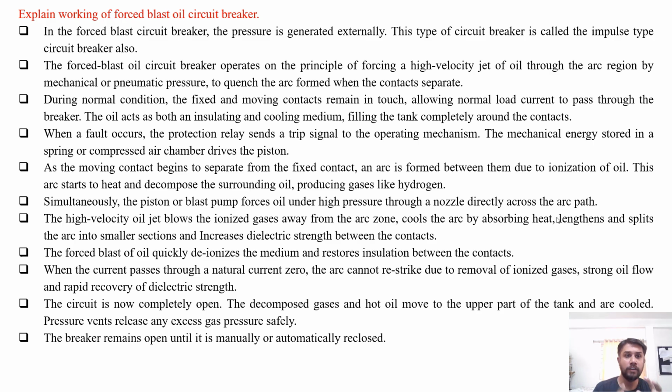Explain working of forced blast oil circuit breaker. So in the forced blast circuit breaker, the pressure is generated externally with the help of another operating mechanism. This type of circuit breaker is also called the impulse type circuit breaker. The forced blast oil circuit breaker operates on the principle of forcing a high velocity jet of oil through the arc region by mechanical or pneumatic pressure to quench the arc formed by the contact separation, meaning when the contacts separate, the arc is struck in between.